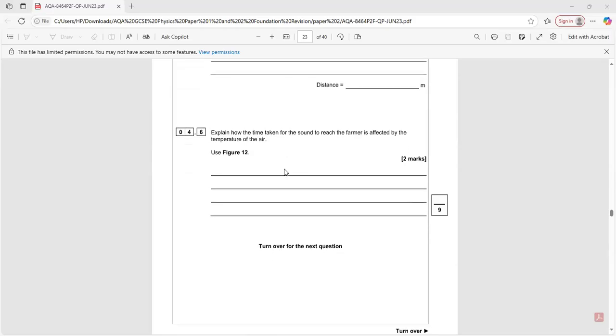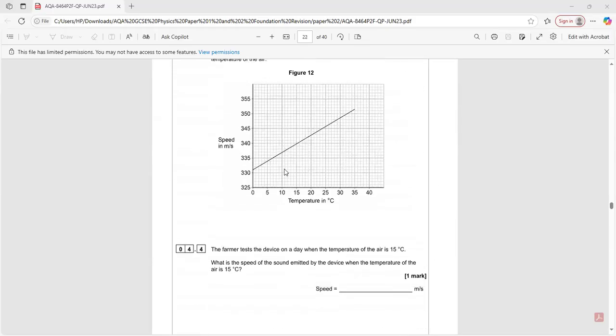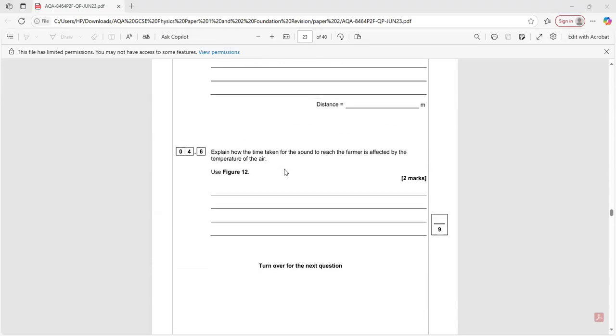Explain how the time taken for the sound to reach the farmer is affected by the temperature of the air. Okay, so if we look at this graph carefully, the speed increases as the temperature increases. If speed increases, the time taken for the sound to reach the farmer would reduce, isn't it? Something that's moving quickly would take a shorter time to get to its destination, right? Do you agree with that?